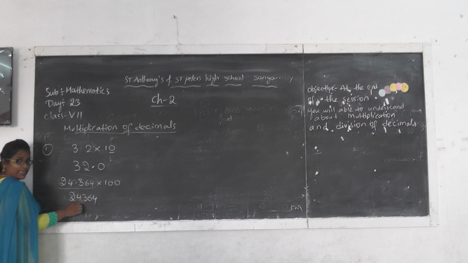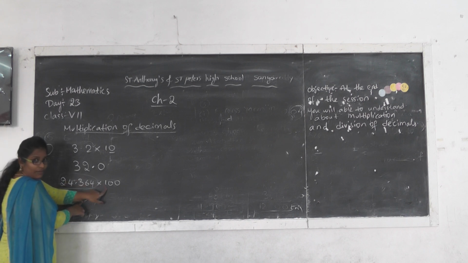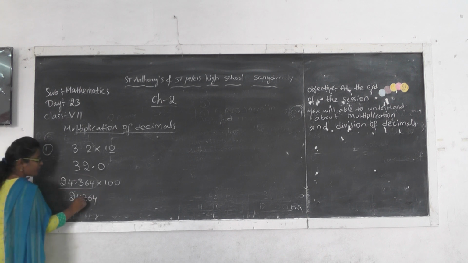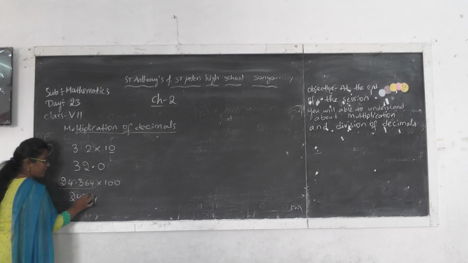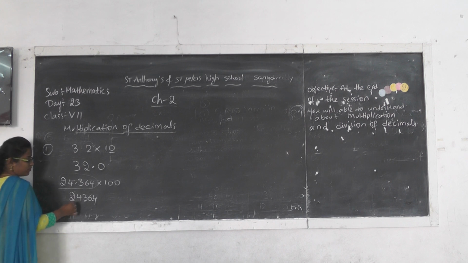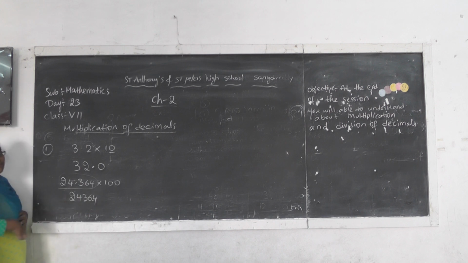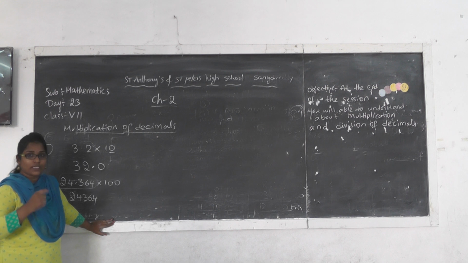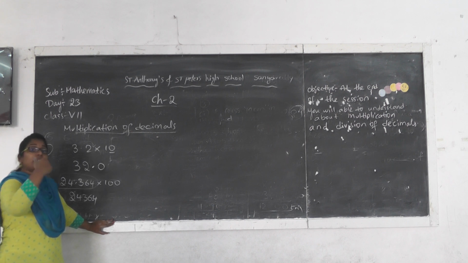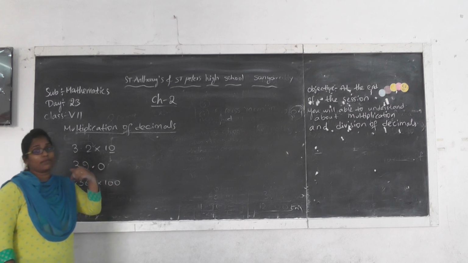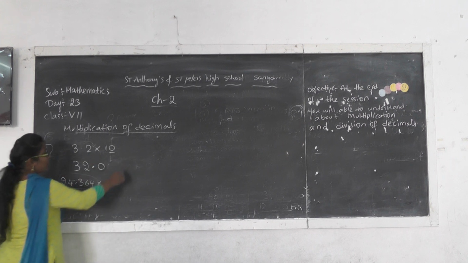24364. Actually the point is here. Since here we are multiplying with 100, how many zeros is it? 2 zeros. So we have to move 2 steps forward. 1, 2. So we have to keep the point here. What is the number now? 2436.4. Are you clear? So how do we multiply when we are multiplying with 10, 100, 1000? How many zeros are there? That many steps we have to move forward towards the right side direction. The decimal point should be put that many steps forward to the right side.